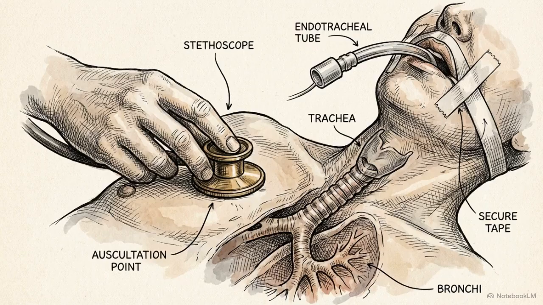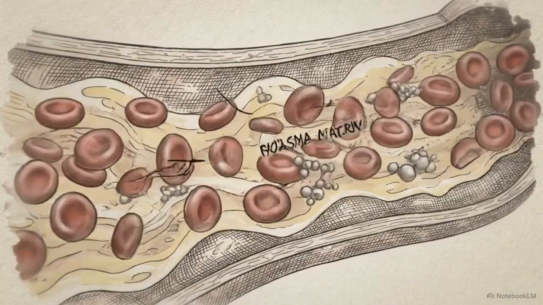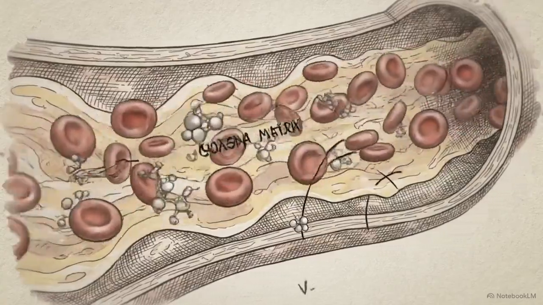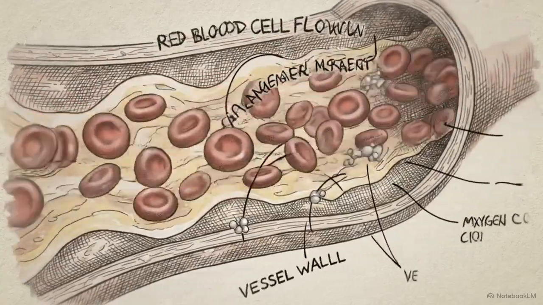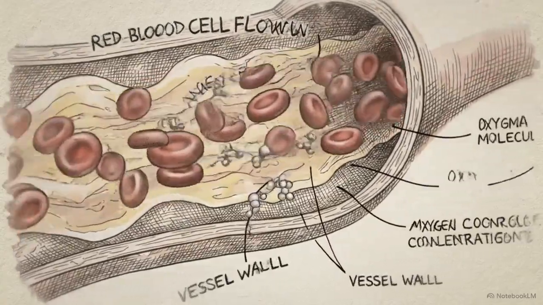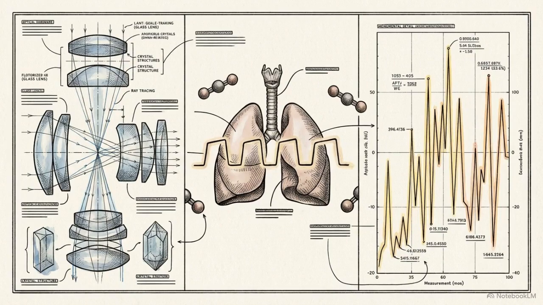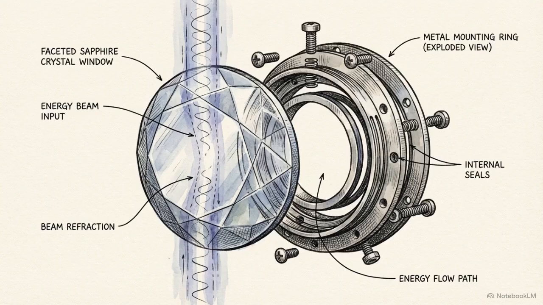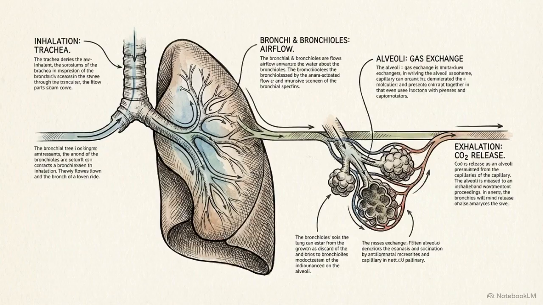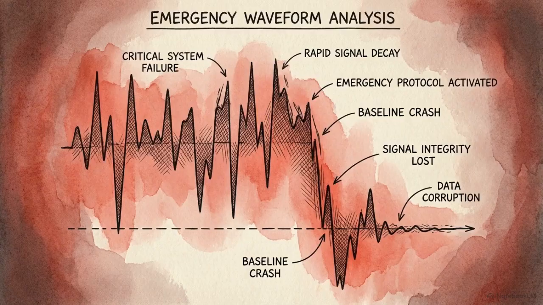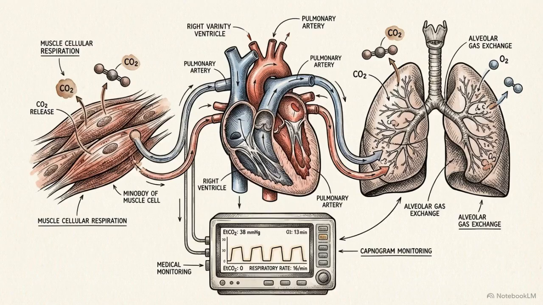Clinical practice relies on this metric to confirm airway placement, but because gas originates in the tissues and travels through the blood to the lungs, it acts as a tripartite monitor of the entire body. Understanding this tool requires looking at three core elements: the optical physics of the hardware, the chronological phases of the breath, and how emergencies distort the graph. Effectively, end-tidal CO2 is the only non-invasive metric that provides immediate evidence that cells are metabolizing, the heart is pumping, and the lungs are ventilating.